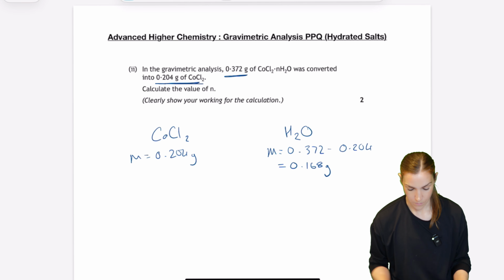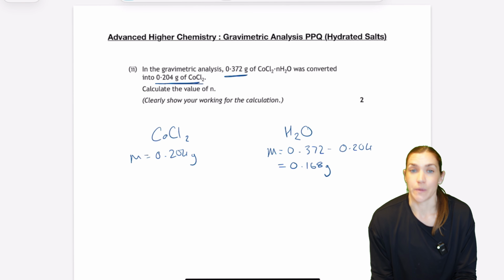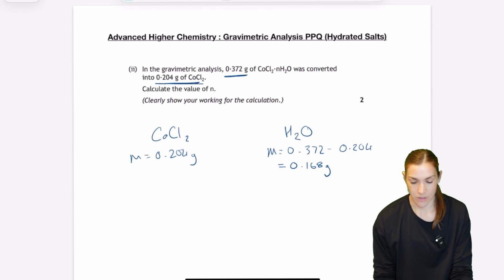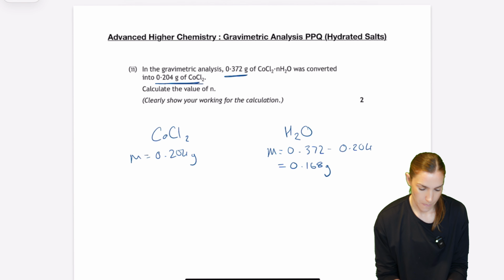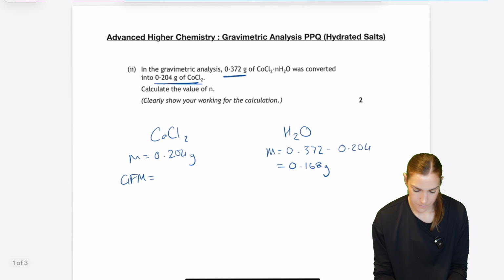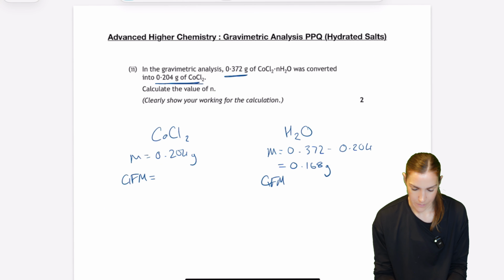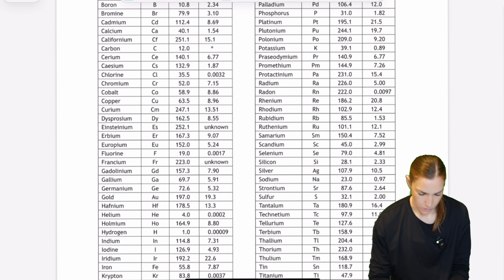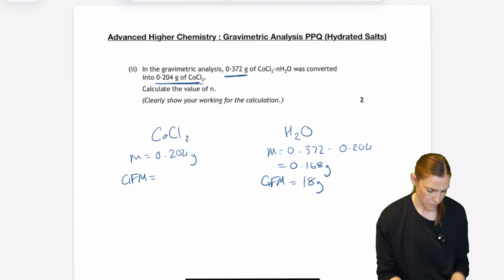Like I said, now all we want to do is ask ourselves, can I calculate the number of moles of anything? We can actually calculate the number of moles of both of these things, because we can always work out the GFM. The GFM of water is 18 grams. The GFM of cobalt chloride: cobalt is 58.9, chlorine is 35.5, so that would give you 129.9 grams.